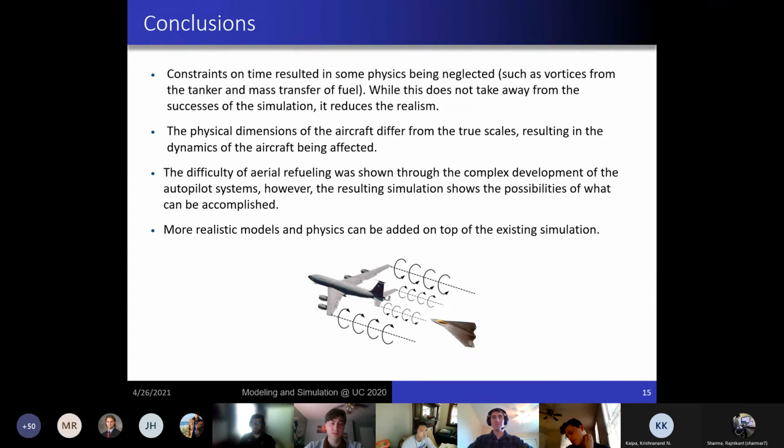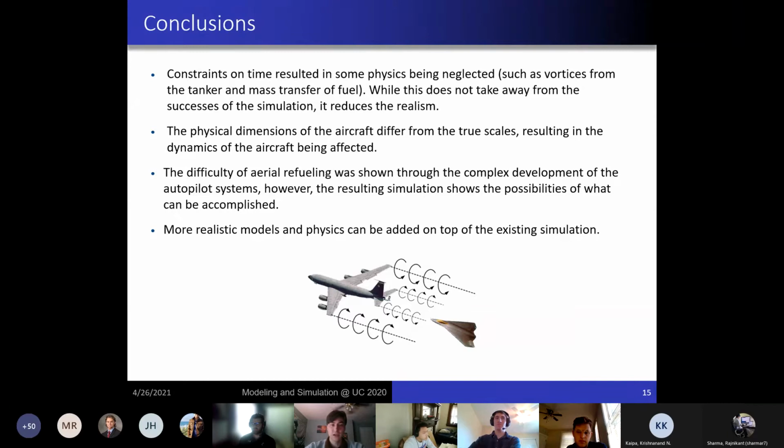Overall, we're very happy with how the simulation turned out, but some concluding remarks would be that constraints on time result in some of the physics being neglected. So that's the vortices from the tanker, mass fuel or mass transfer of the fuel. So this doesn't take away from the success of the simulation, but it does reduce the realism quite a bit.